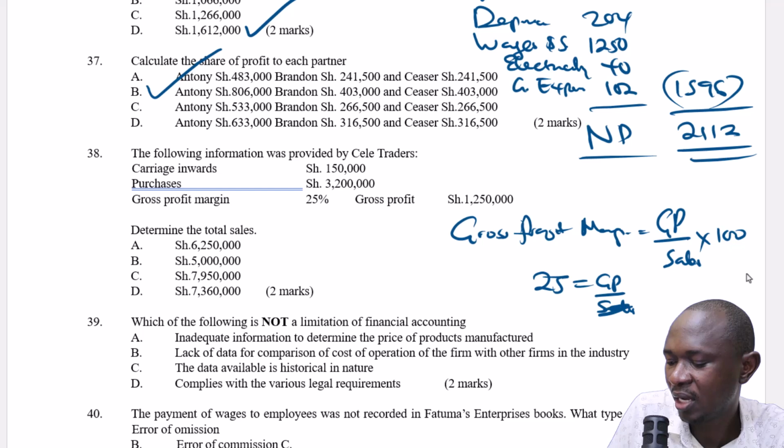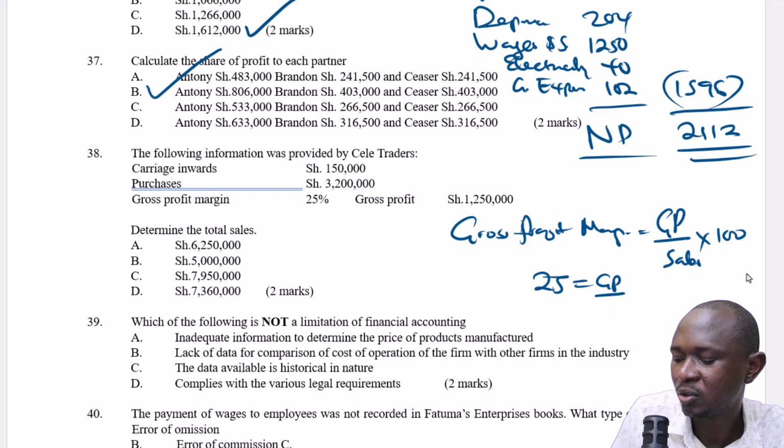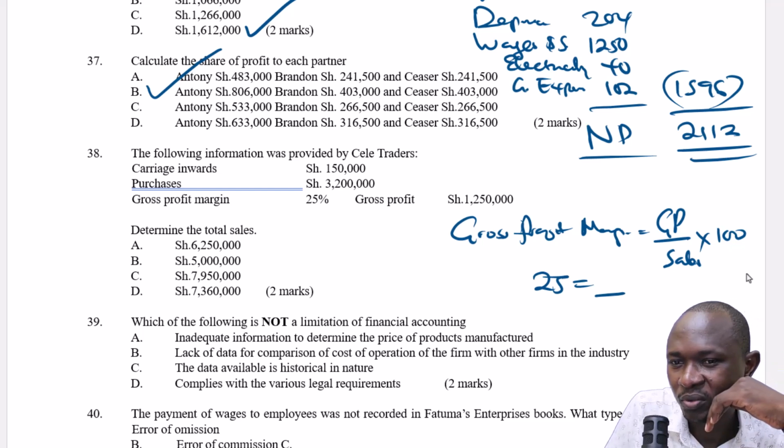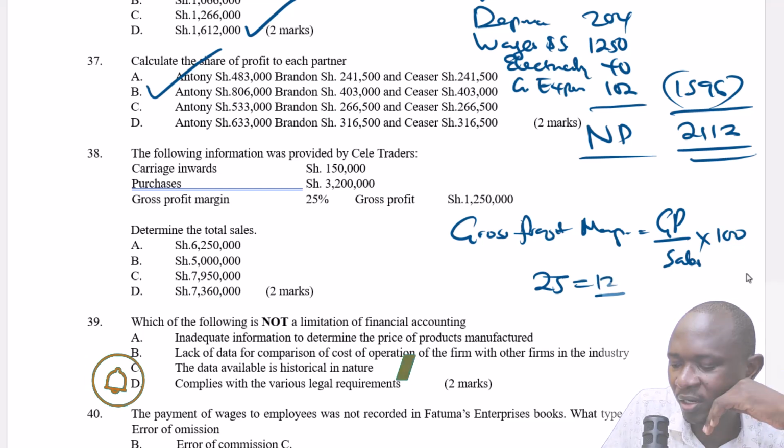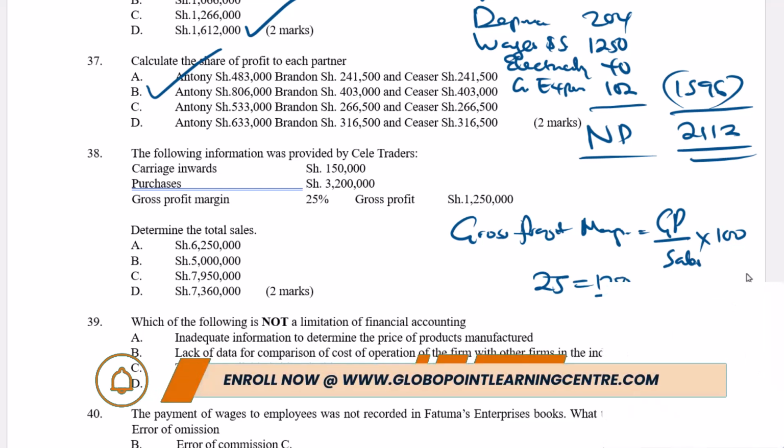Oh, it's the GP that we have. So there's no need of me repeating GP here again. So 25 is equals to GP, this is 1250, over sales. So sales is unknown, times 100. Yeah, that's pretty okay. So times sales.